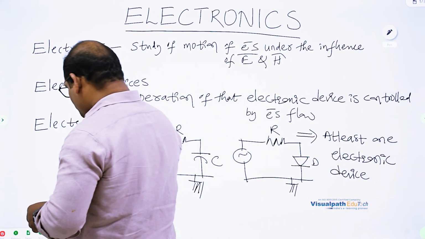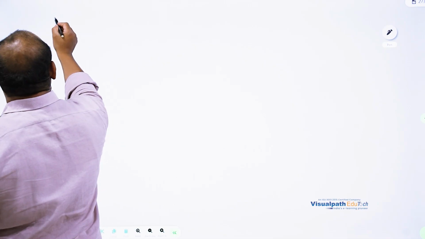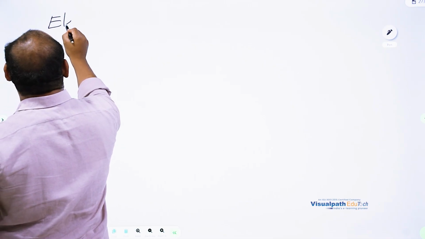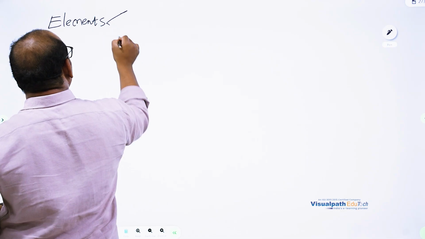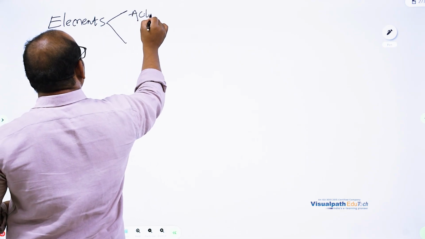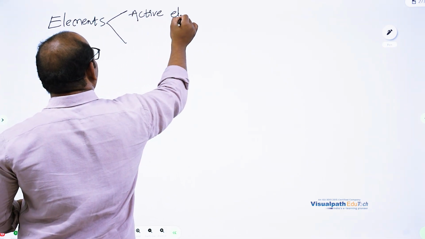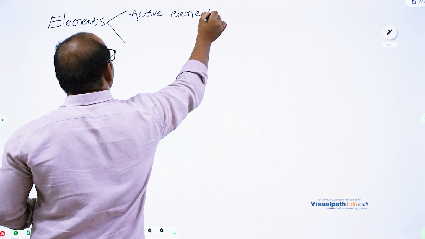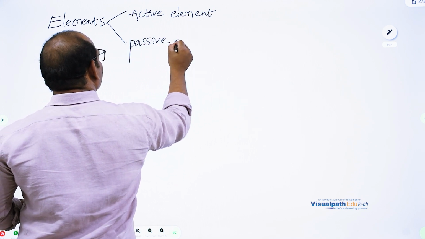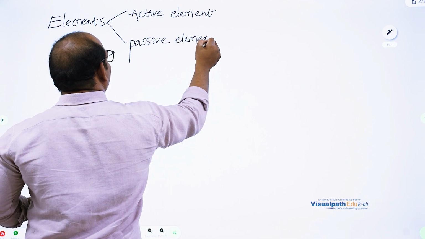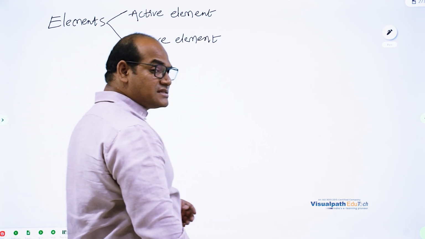Now we'll see some elements. In our subject, we are going to deal with some elements. Those elements we can take in two ways. One is active element and the second one is passive element.